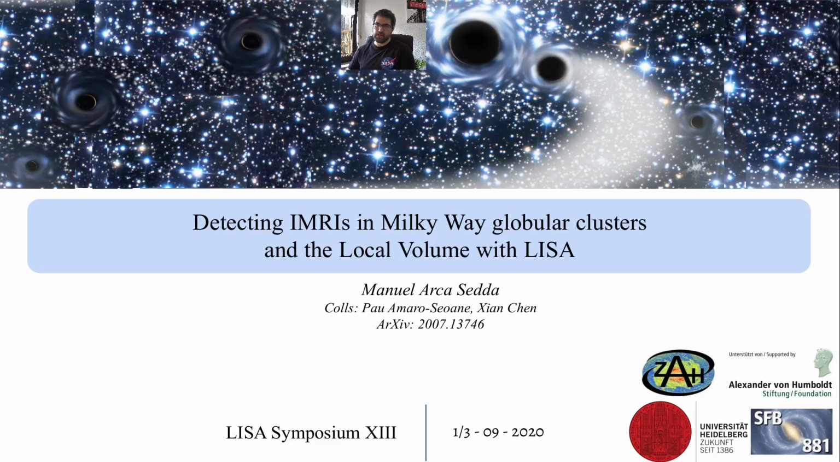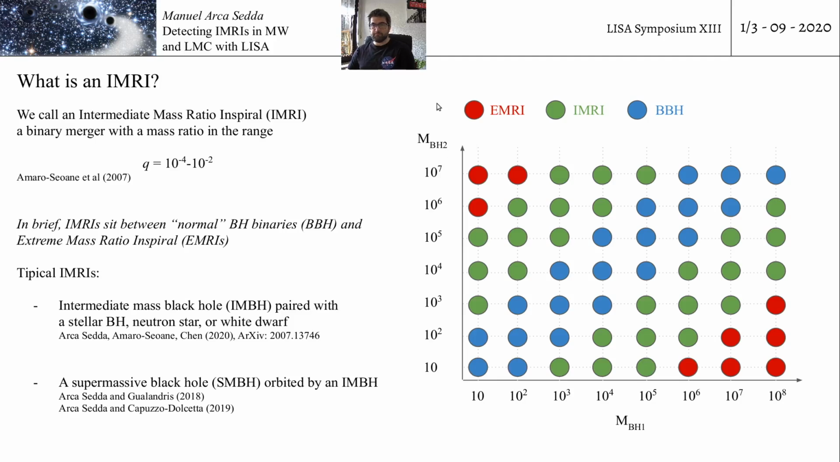Welcome to my talk. I'm Manuel, and today I'll be talking about intermediate mass ratio inspirals. All the results I'm discussing are described in our last paper posted on the arXiv last month. IMRIs are basically binary mergers that sit between normal binary mergers and extreme mass ratio inspirals.